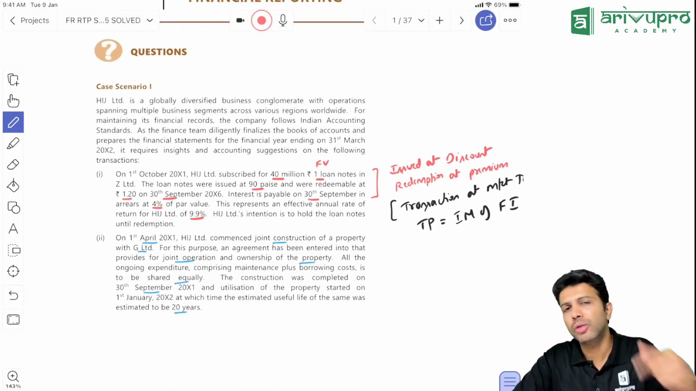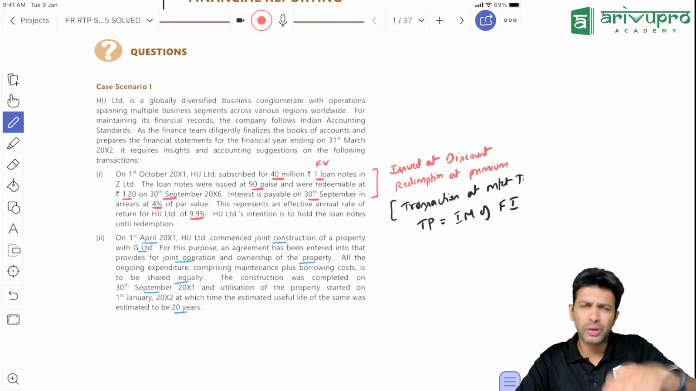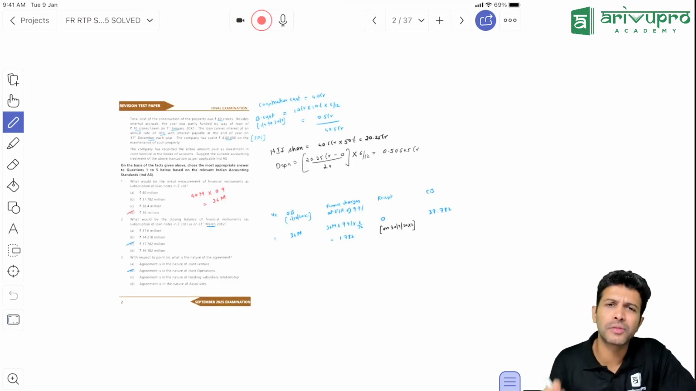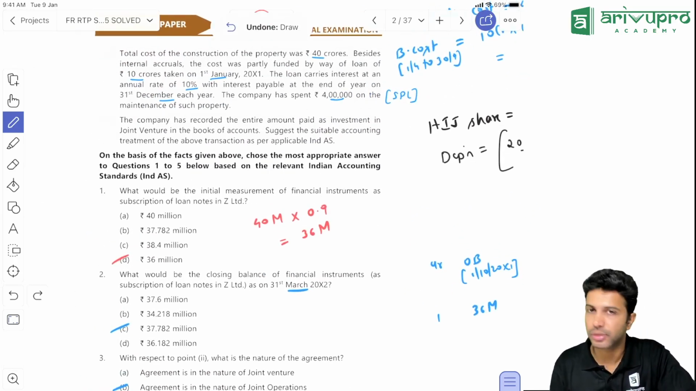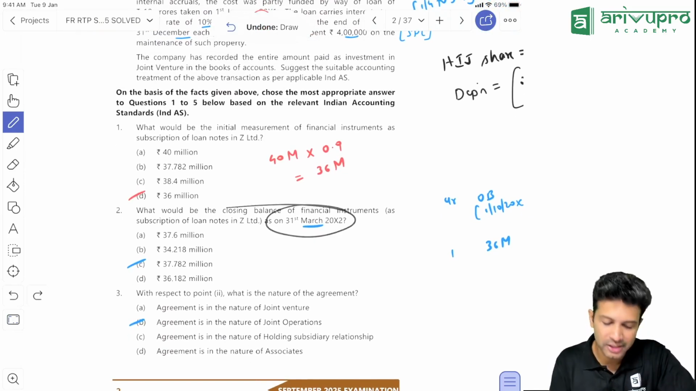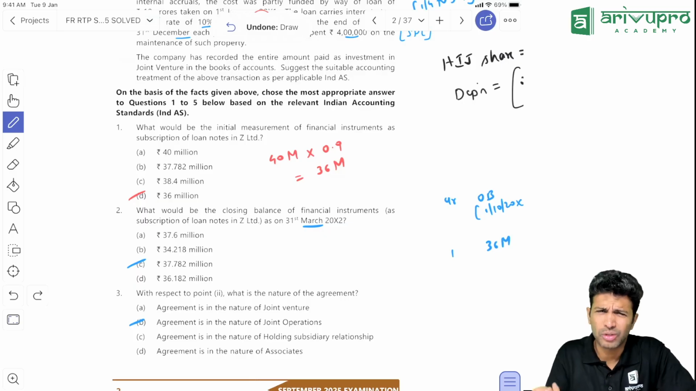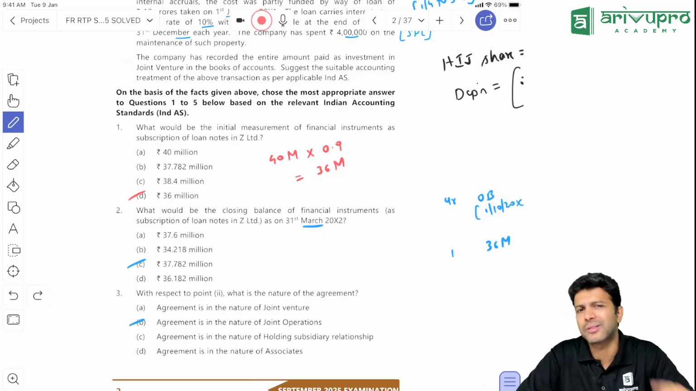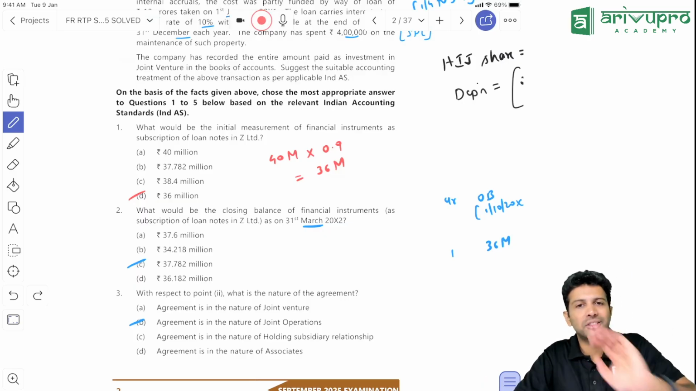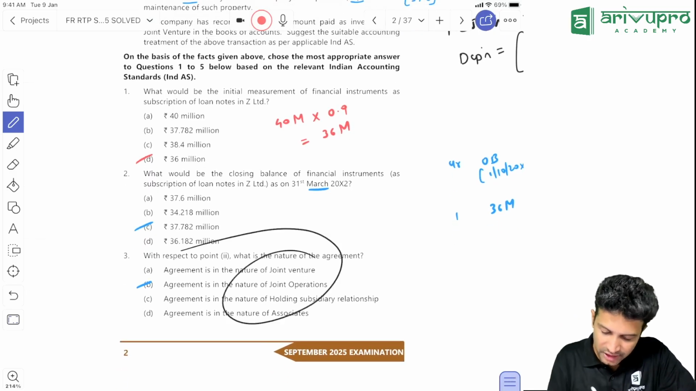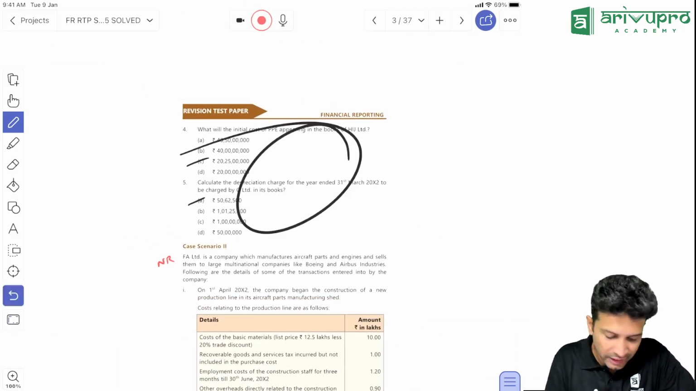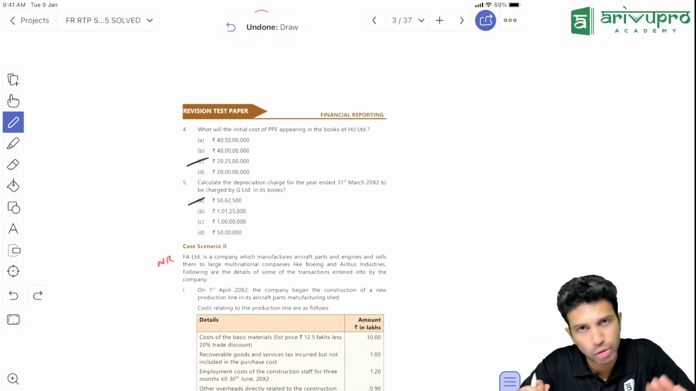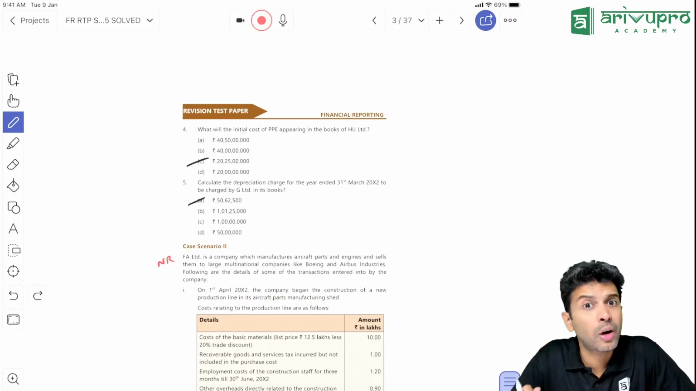But as I told you, normally in case study questions, before you read the case study, have a quick review of the requirements so that you can understand the case study better. Now they're asking for initial measurement of a financial instrument. Then closing balance of this financial instrument; if it is valued at amortised cost, put up the amortised cost table and you'll get it. Then something about joint venture, joint operation, and something about PPE and depreciation. So this is the requirement of the question at a quick glance.